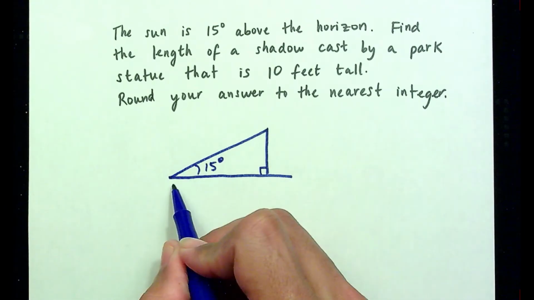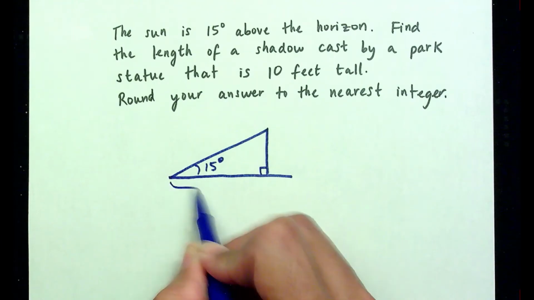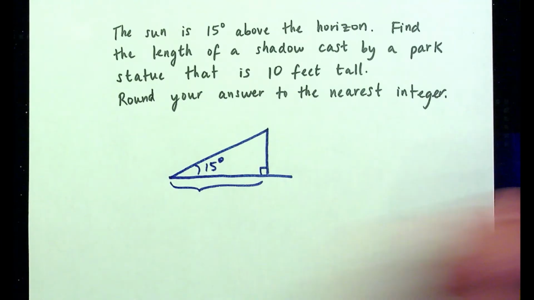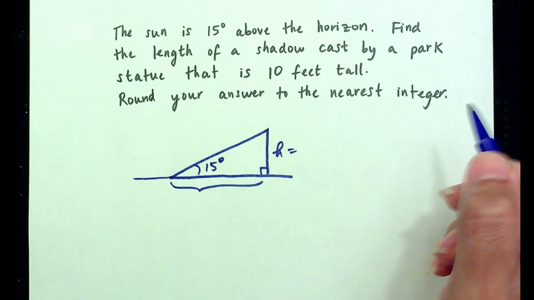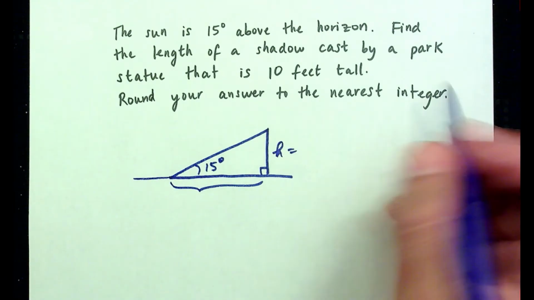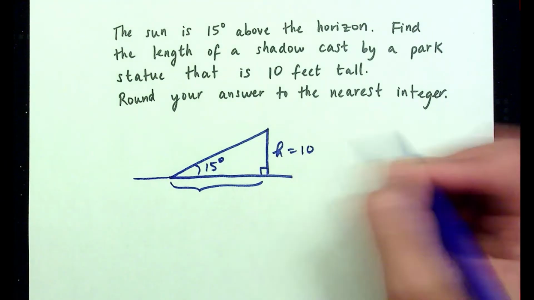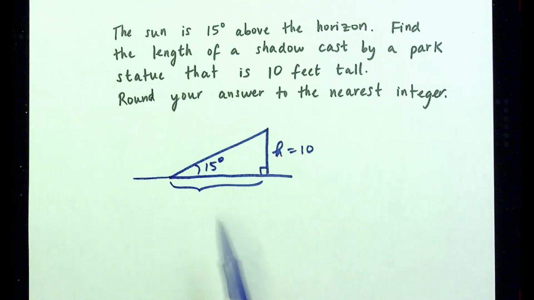So this right here is a shadow. That's what we're trying to find. And this is the height of the statue, and they're telling us the height is 10 feet. Question is, how long is this shadow?